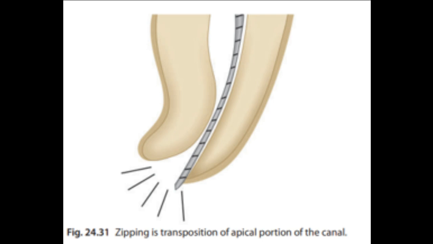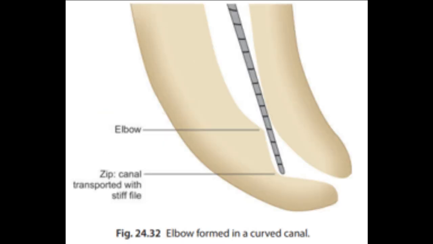So this is how zipping looks. This instrument was not properly curved. So what happened is it increased the apical foramen size. Basically, there is transposition of the apical portion of the canal. This area is still thin, but this has been increased. This is also called zipping. So as we can see here, this is the elbow, this narrow portion, and then from here it's wider. Another example of zipping.